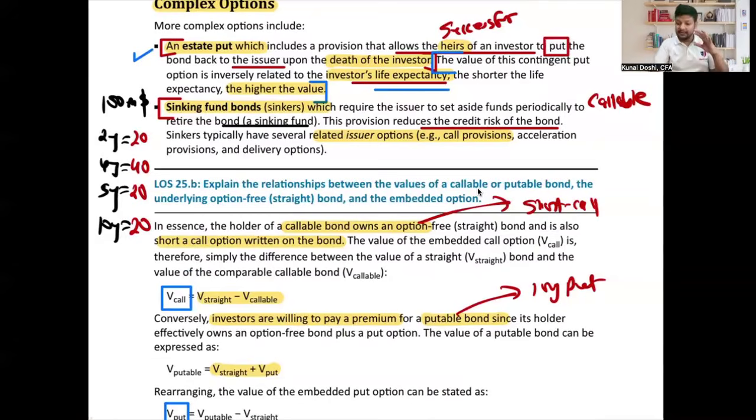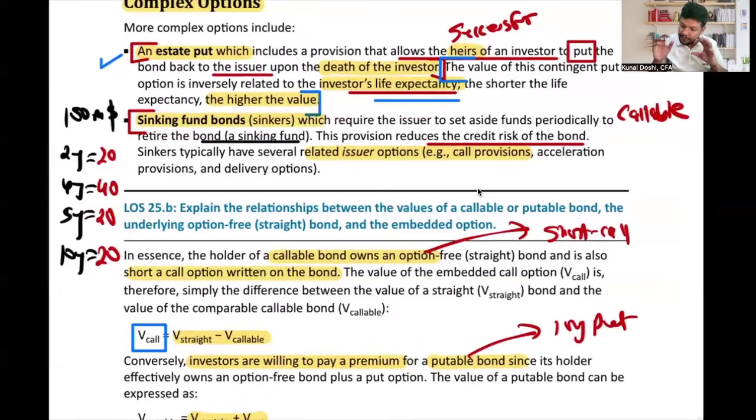In the US there is an estate tax. So what is the provision here? It allows the heirs of an investor to put the bond back to the issuer upon the death of the investor, because they are in need of money. It's like a put option. A sinking fund is where you retire the bond in a sequence. These two don't have a calculation, so you should not be worried about that. They just give information.